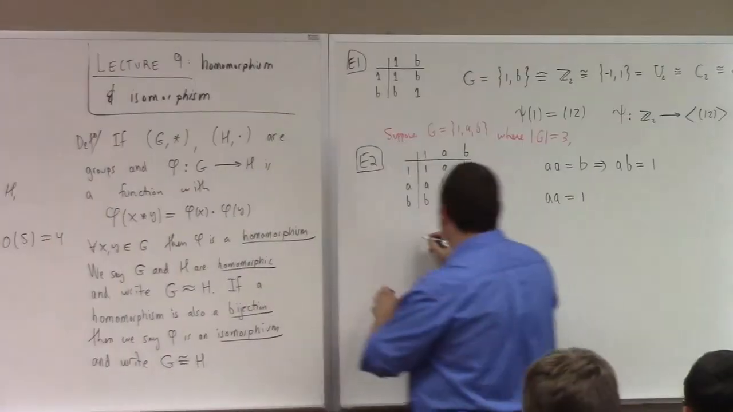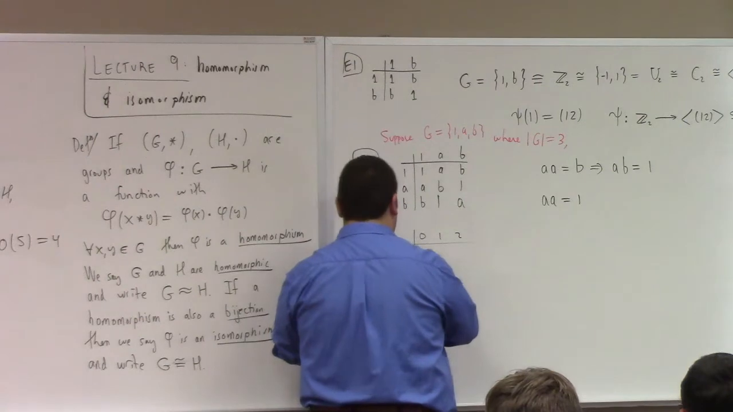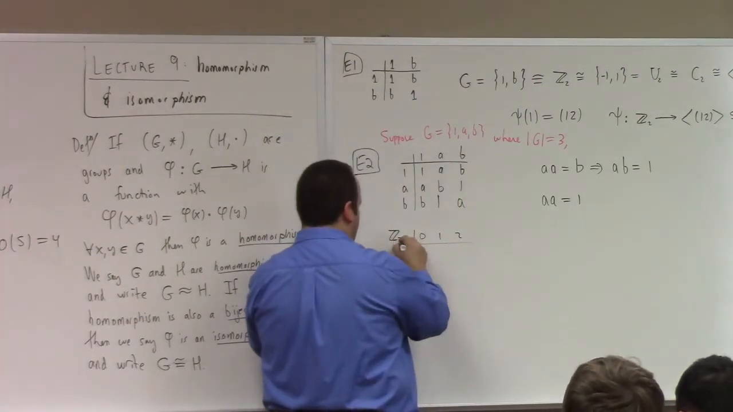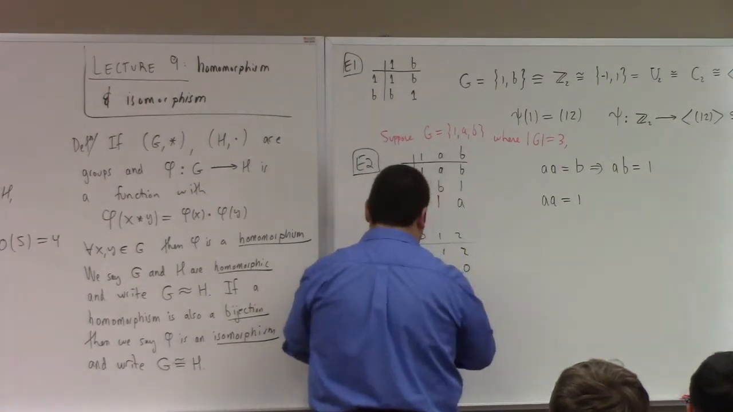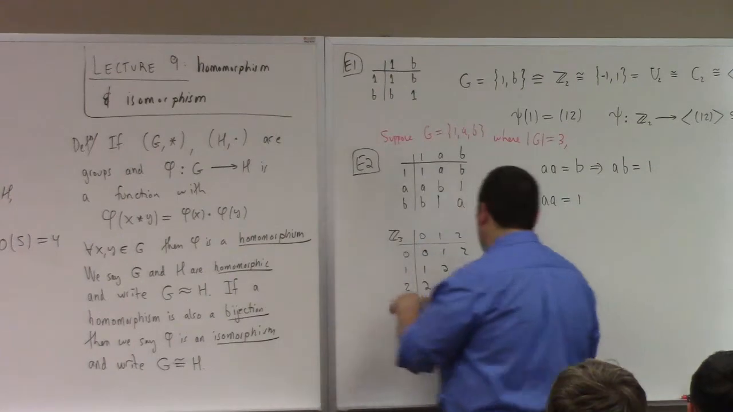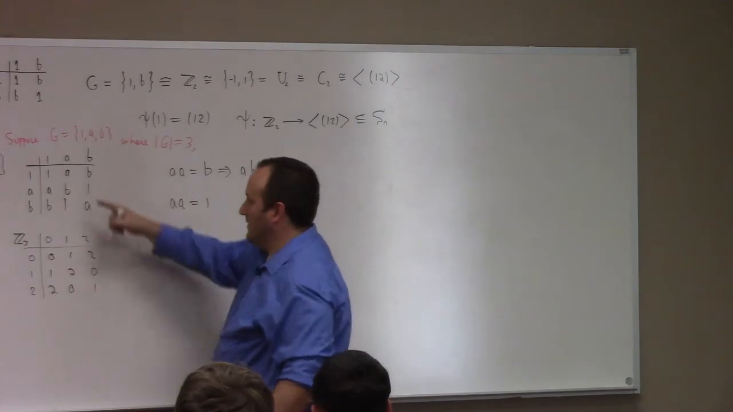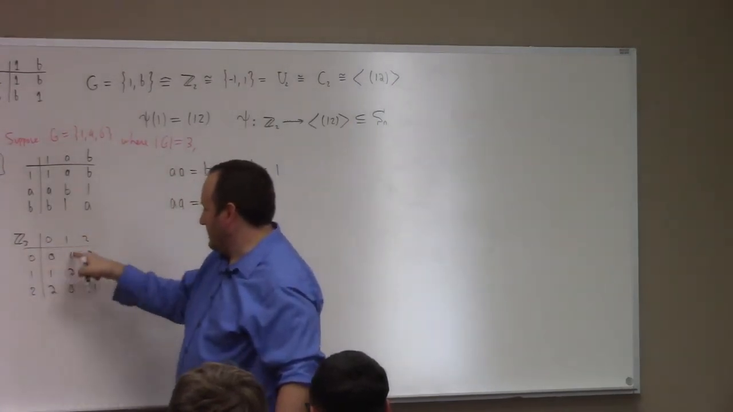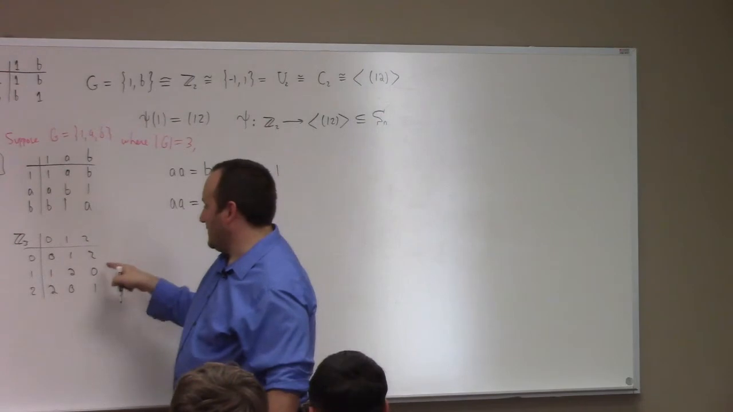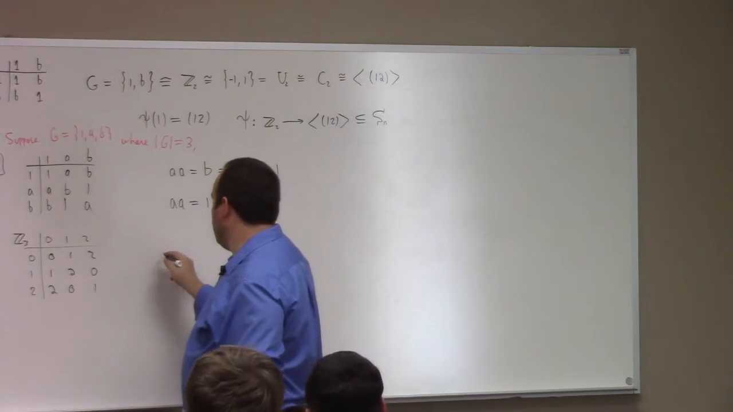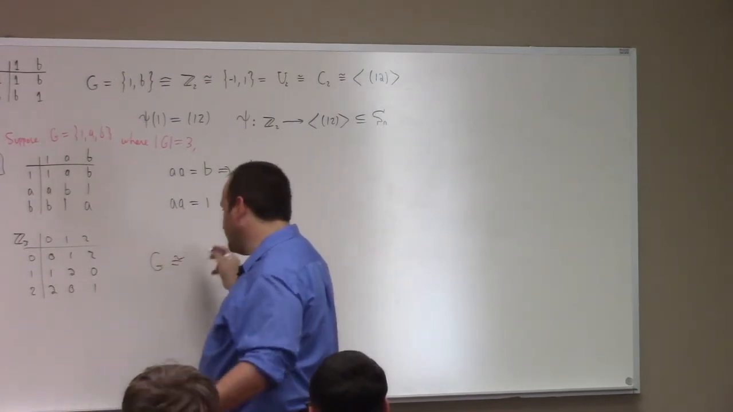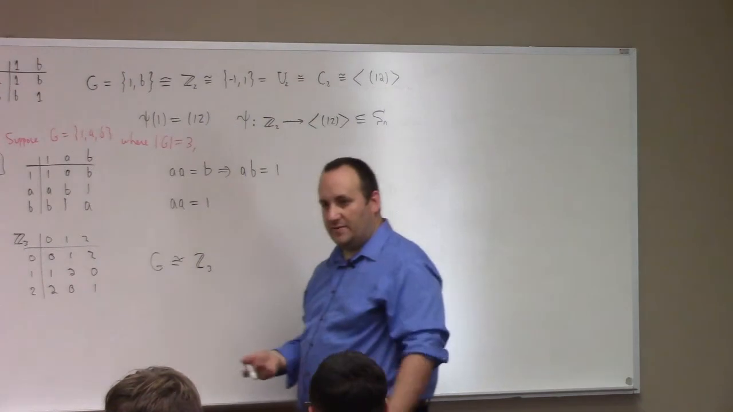So, anyway, if you look at 0, 1, 2 and 0, 1, 2, Z3, this one I'll do faster. You can pretty easily see that this is the same shape, right? You've got B like that, and 1, 1, 1, A, A, A, and the zeros are appearing in the same spots as the ones. So it should be evident that my G is isomorphic to Z3. They have the same shape Cayley table.